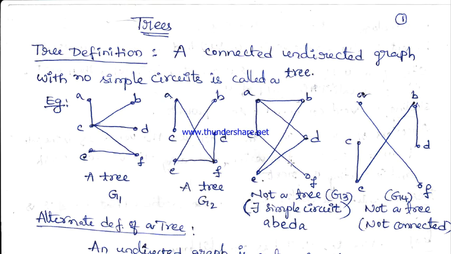Whereas coming to the example G3, there is a simple circuit included. It is a connected graph, but there is a simple circuit existing in this graph, namely A, B, E, D, A. Since a simple circuit is existing in this connected graph, we say that this is not a tree.